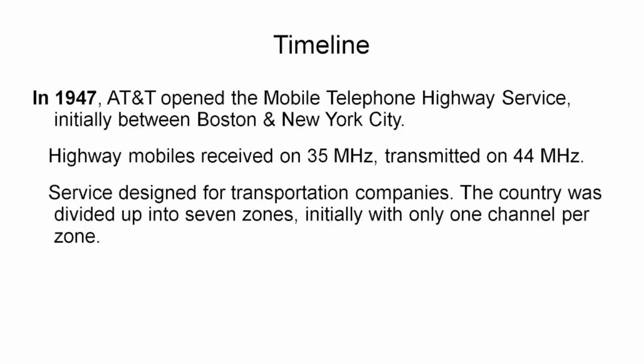In 1947, AT&T opened the mobile telephone highway service, initially between Boston and New York City. Highway mobiles received on 35 and transmitted on 44 megahertz. The service was designed for transportation companies. Initially, the country was divided up into 7 zones with only 1 channel per zone.